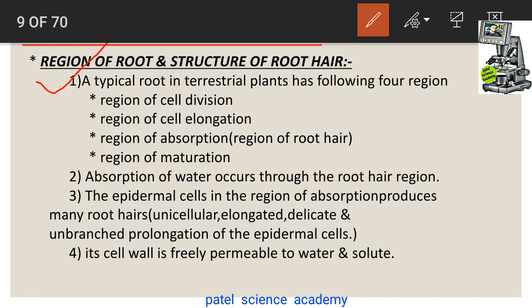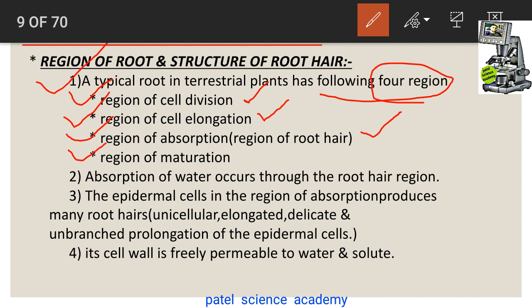A typical root in a terrestrial plant has the following four regions. These four regions include a region of cell division, in which cell division takes place, a region of cell elongation, where the cells get elongated, the region of absorption, this is the most important region, which is also having root hairs, and here the process of absorption of the water takes place, and the last region is the region of maturation.